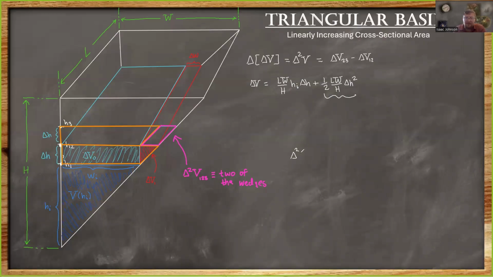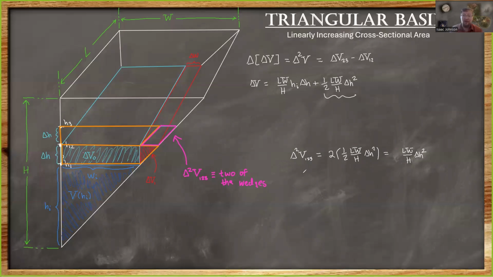So delta 2 V, evaluated for 3 points, 1, 2, and 3, is actually equal to 2 times the triangular wedge volume, which just gives us 1/2 length times width over height... or sorry, not even 1/2. It just gives us this, right?